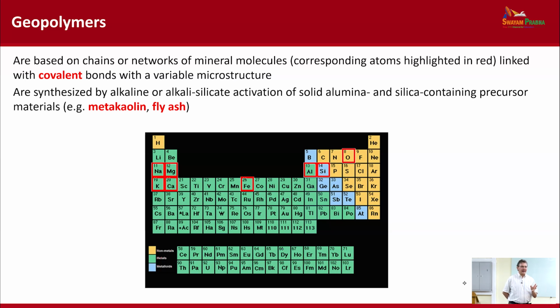The size of the metakaolin is typically a few microns. It's platelet-like, about 6 microns in length and maybe a few nanometers in width. So these platelets dissolve very quickly and completely and effectively in a highly alkaline environment.